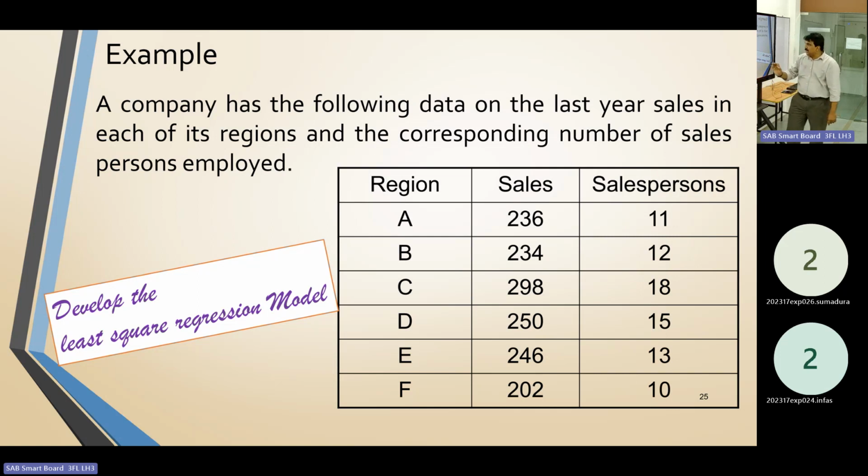So what are the two things given? Sales and salesperson. Generally think of which one depends on the other. So here, sales depends on the number of salespersons. So sales is our y, and salesperson is our x.